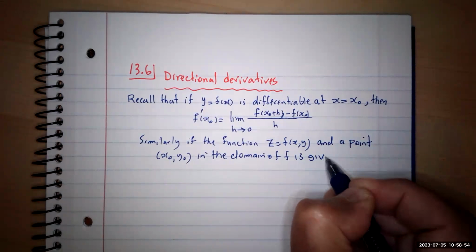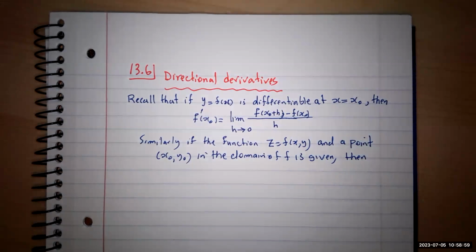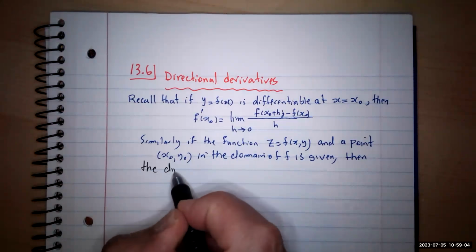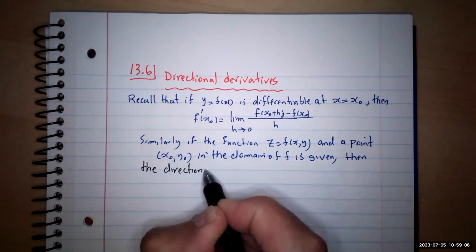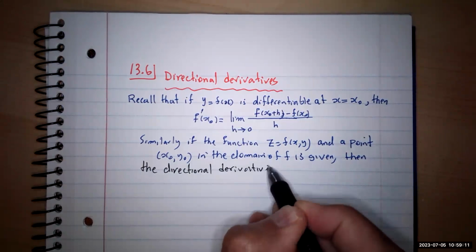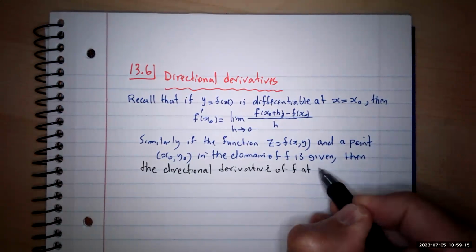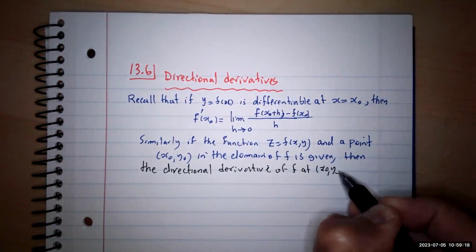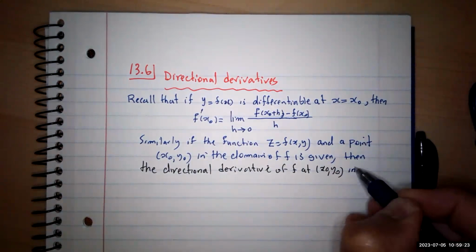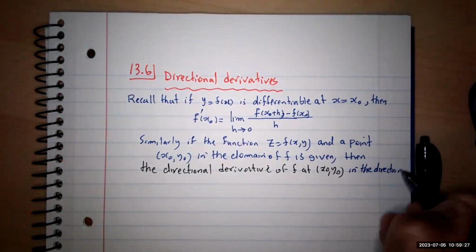I'm going to copy that one. Then what can I do? I can change it to the so-called directional derivative. The directional derivative of f at that point, x0, y0. Now I need a vector in the direction of anything I like.